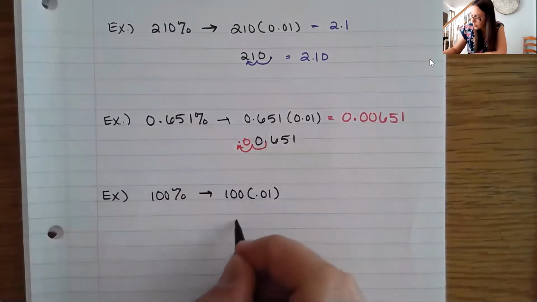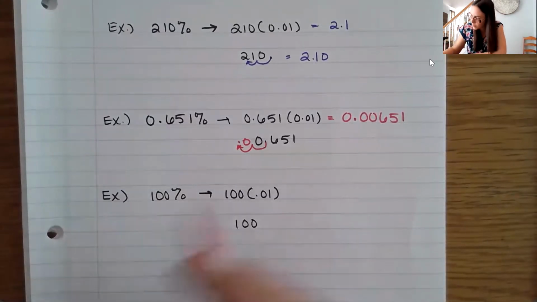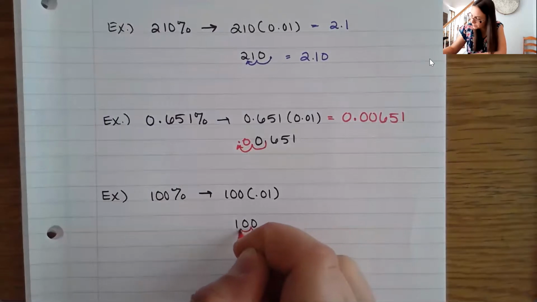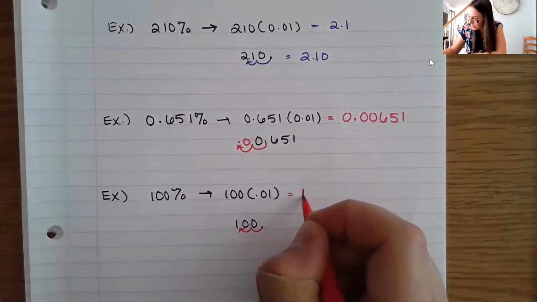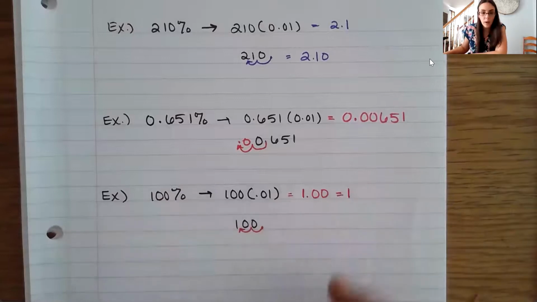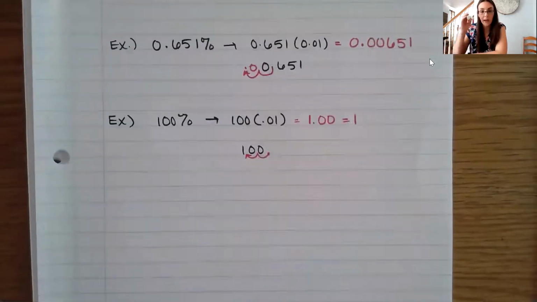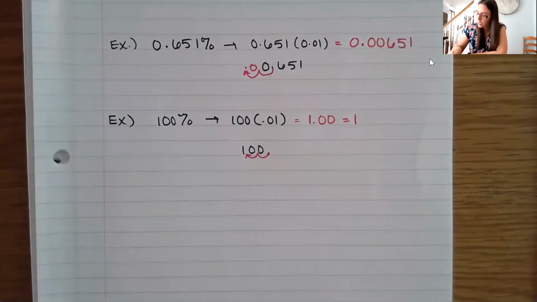So I can do 100% as well. My decimal point is right here. I go 1, 2. This becomes 1.00, which is just 1. So in decimal form, 100% is just the number 1.